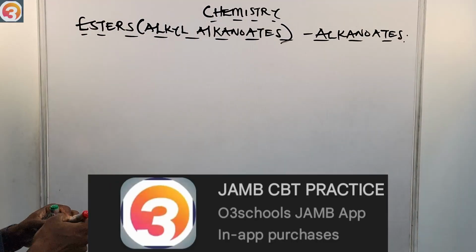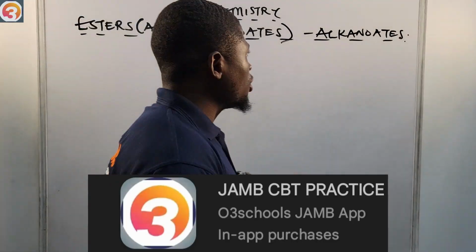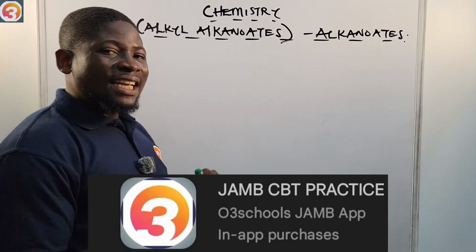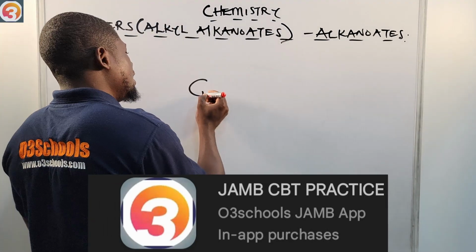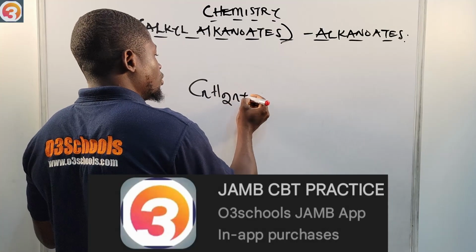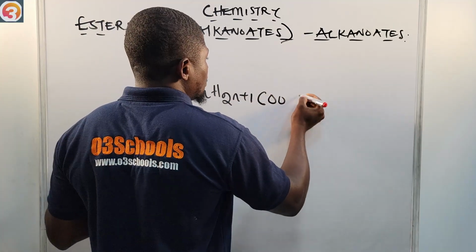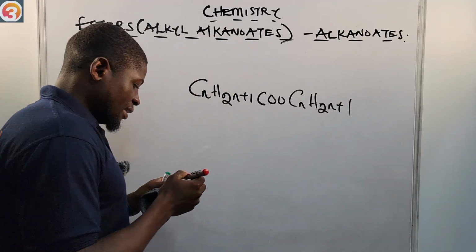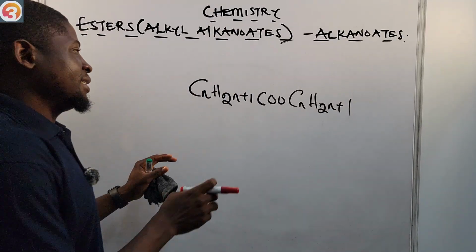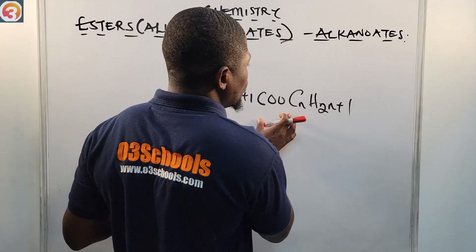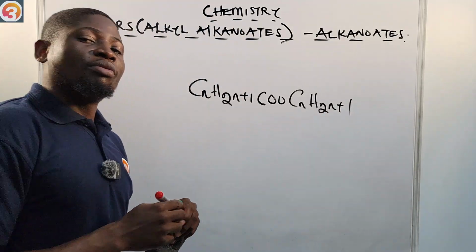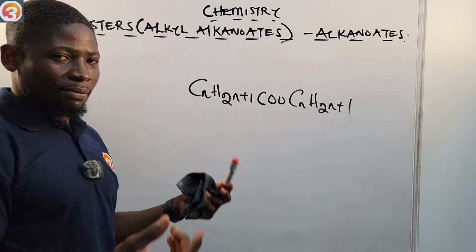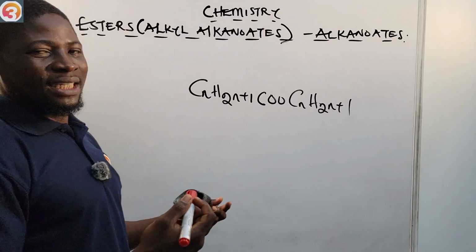So let us look at esters today. Esters are called alkanoates, as you can see. Esters have the general formula CnH2n+1 COO CnH2n+1. Please, it's very easy to remember. It's the reason why we say esters are also carbonyl compounds; they have a carbonyl group in their formula.